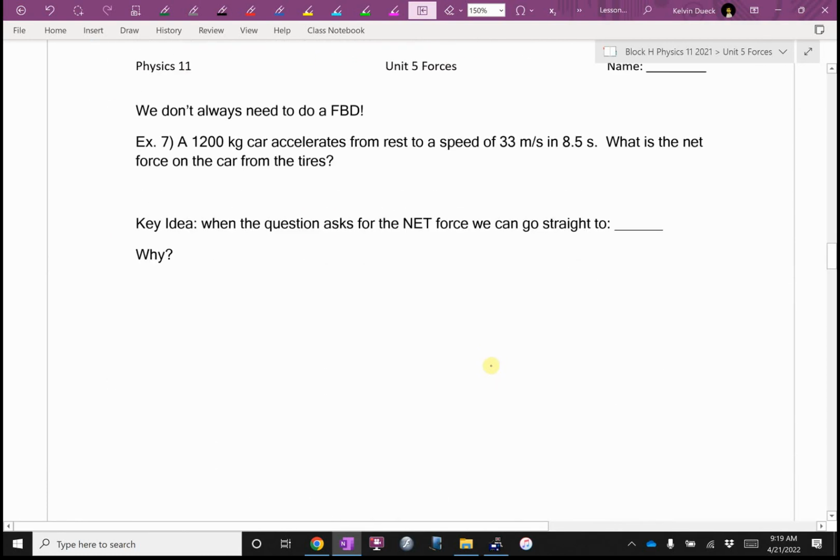We're almost done. We don't always need to do... Oh, Josh, what does FBD stand for? Okay, we don't always need to do a free body diagram. Josh, can you do me a favor, please? Can you read to me example 7? A 1,200 kilogram car, keep going.